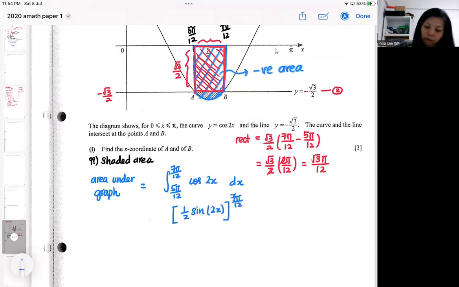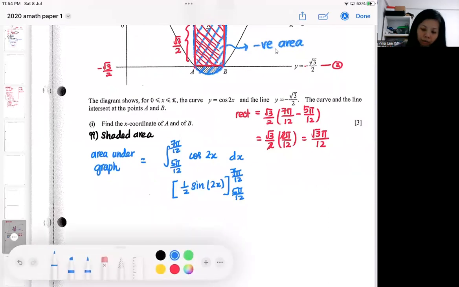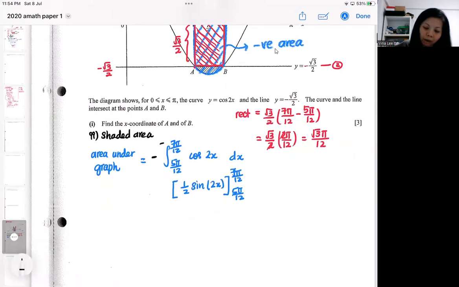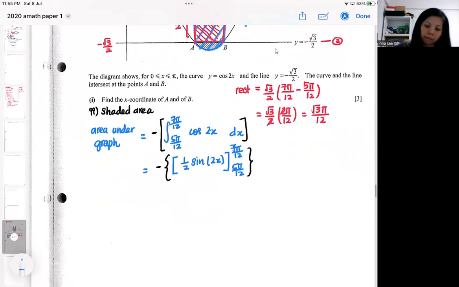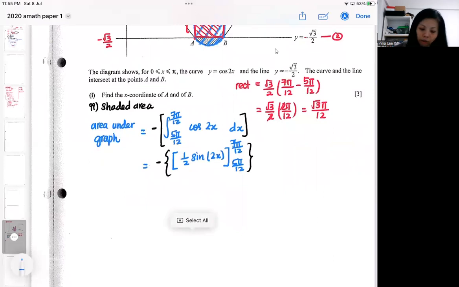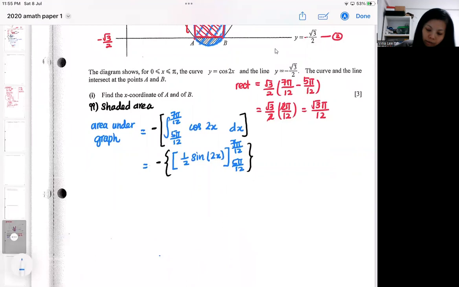And then you have to do your definite integral super carefully. Okay, so we are expecting a negative area. So you add a negative so that eventually, later on, your whole definite integral will end up positive. So I will suggest that you be very careful. Okay, you do your definite integral. Let me put the negative first.